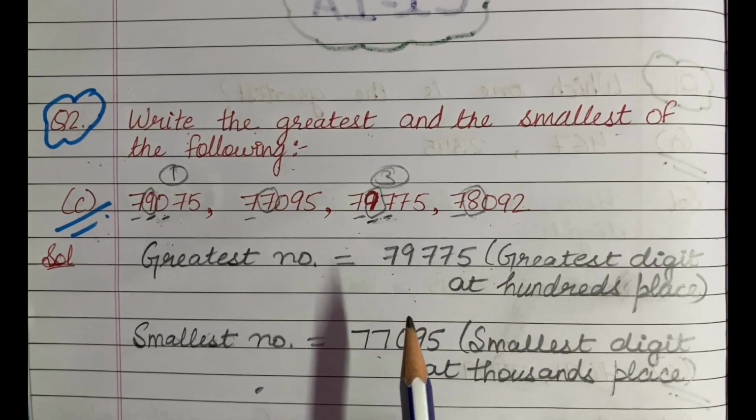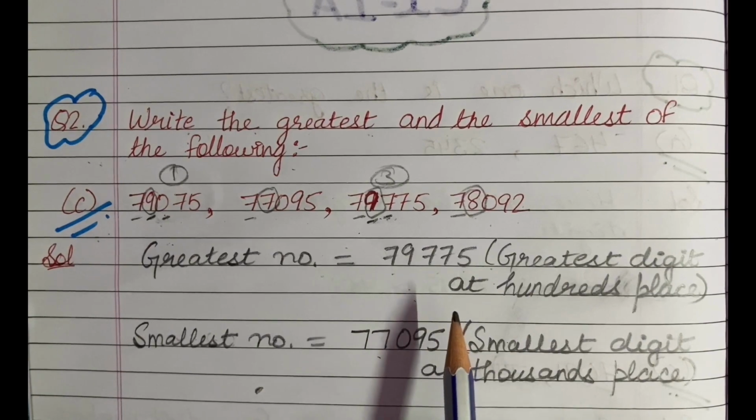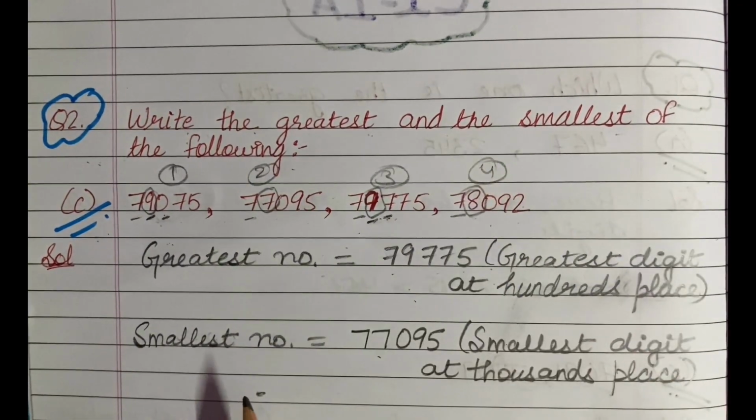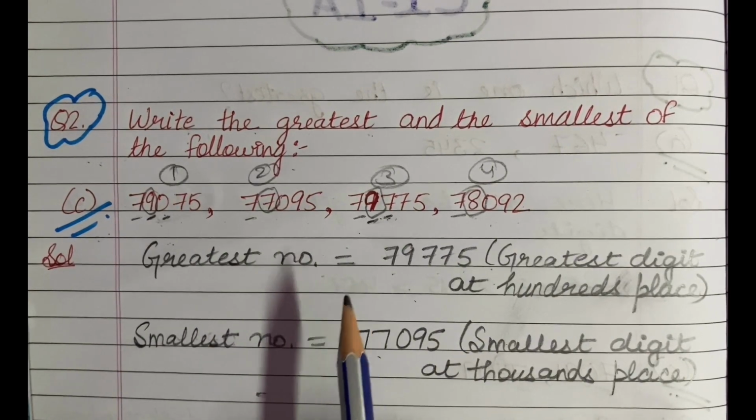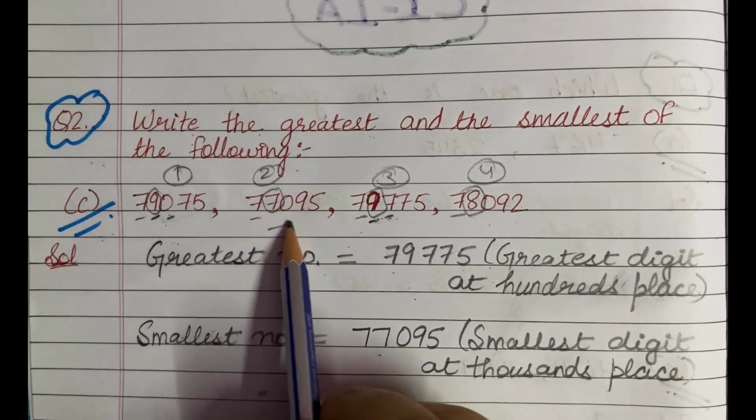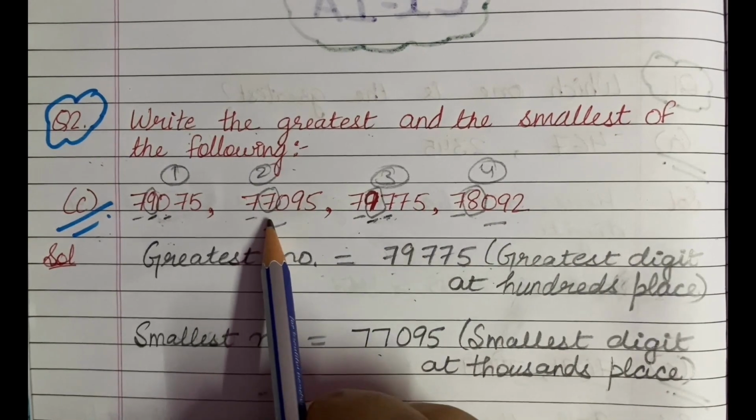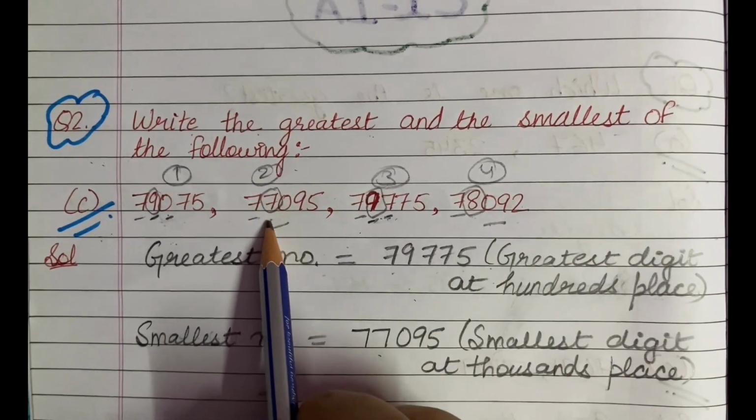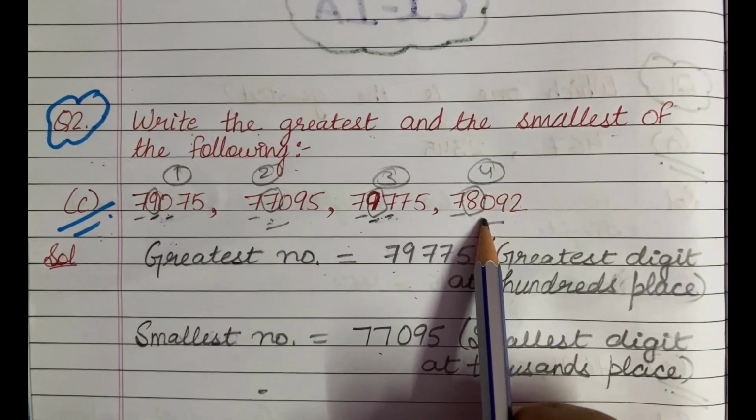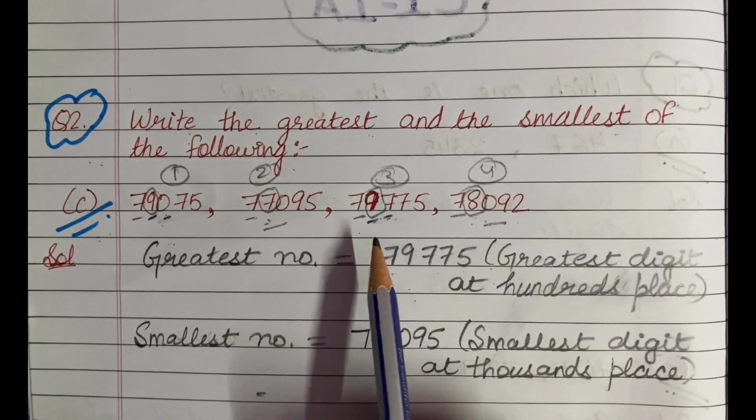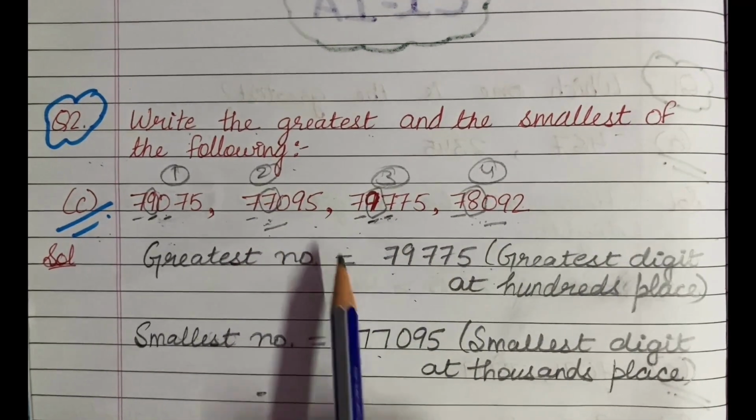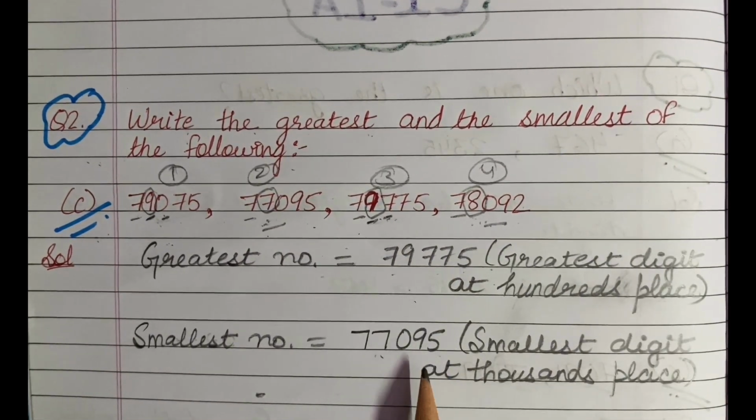Next we want to write down the smallest number. From the second number and the fourth number, we will get the smallest number. For finding the smallest number out of the second and the fourth, we will check the digit at the thousands place. Here in the second number we have 7 and in the fourth number we have 8, and you know that 7 is less than 8. So this means 77,095 is the smallest number. Hopefully it is clear to you.